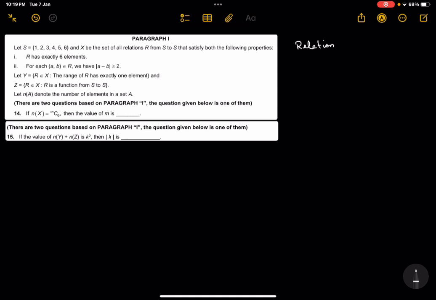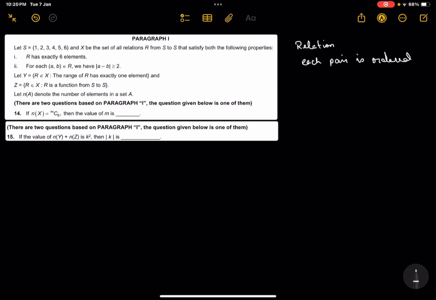In relations, each pair is ordered. So (2, 4) and (4, 2) would be considered as distinct in this relation.